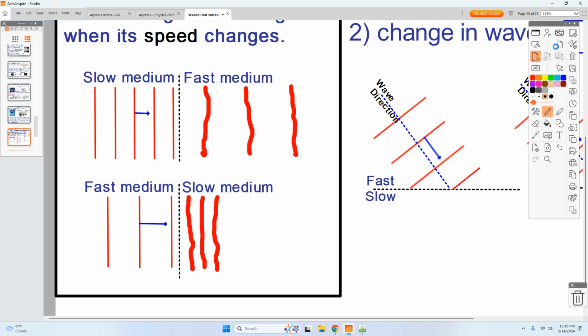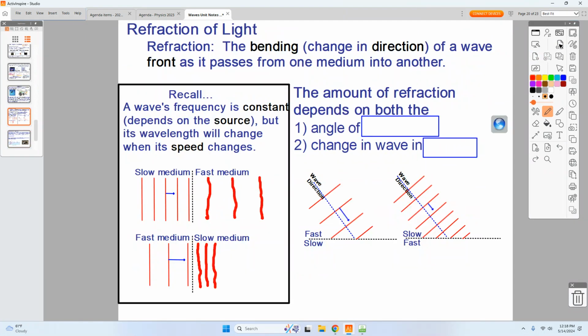Now, when they enter at an angle, the amount of refraction depends on the angle that it comes in at. So what is the angle that it hits that boundary at, and also how much the speed changes. So if the speed changes dramatically, we get a bigger amount of bending.